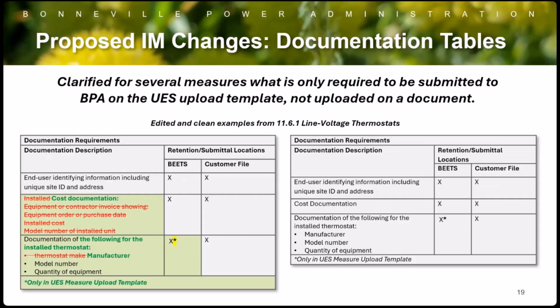So, for example, for line voltage thermostats, the manufacturer model number and quantity does need to be included on the UES upload template and on some sort of document kept in your customer file. But the manufacturer model number does not have to be uploaded into BEAT on a separate document.